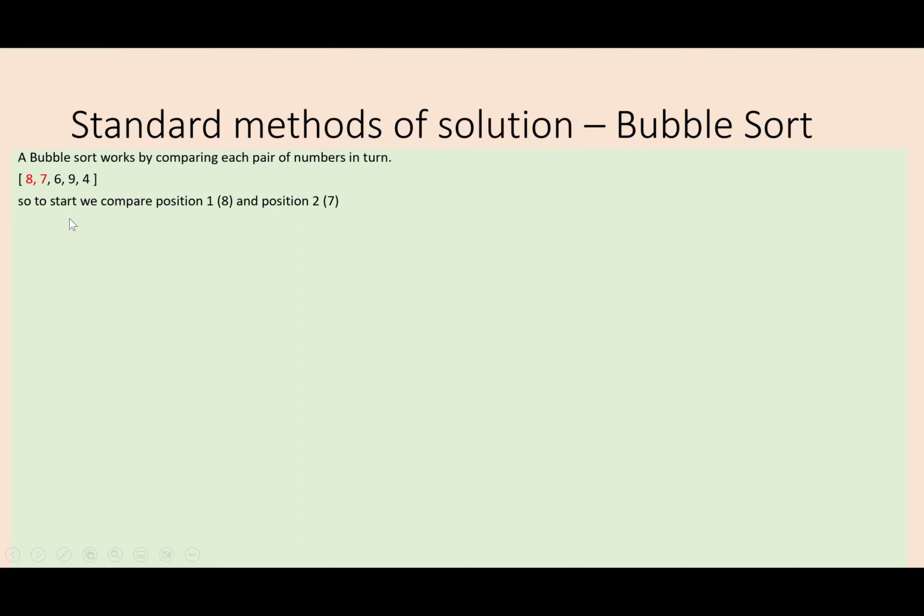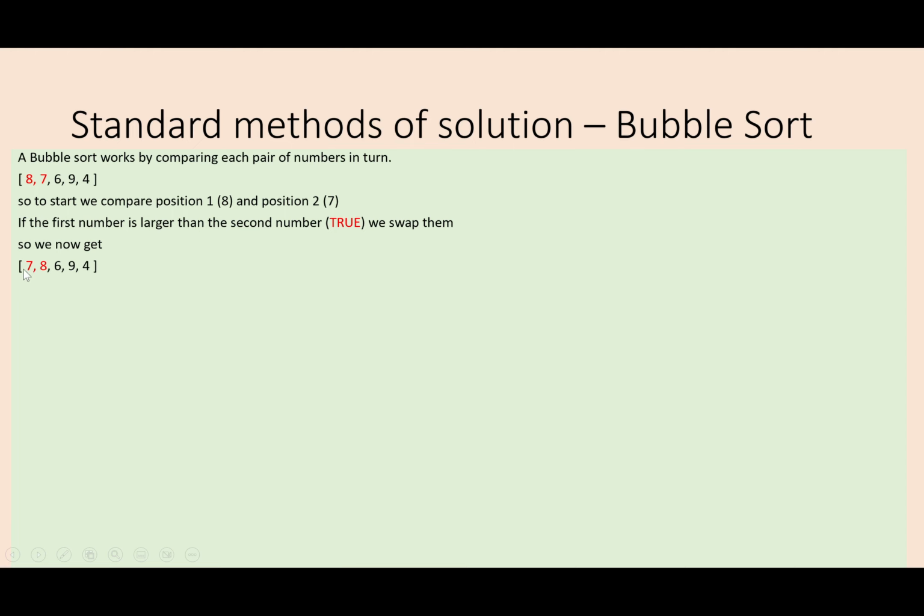First of all, we start off by comparing position 1, which is 8, with position 2, which is 7. We then make a decision: is the first number larger than the second number? If that's true, then we swap them over. So we now get that. We then move on to the next pair.